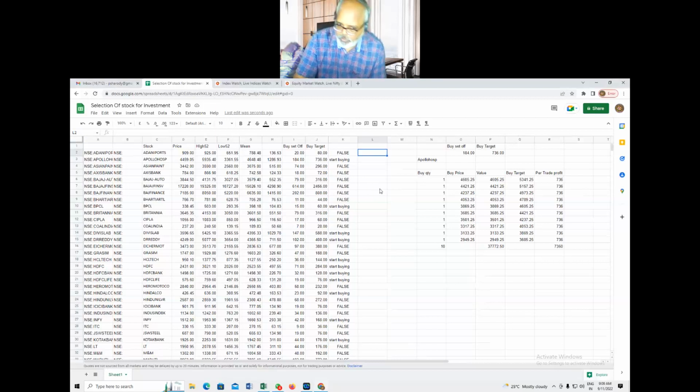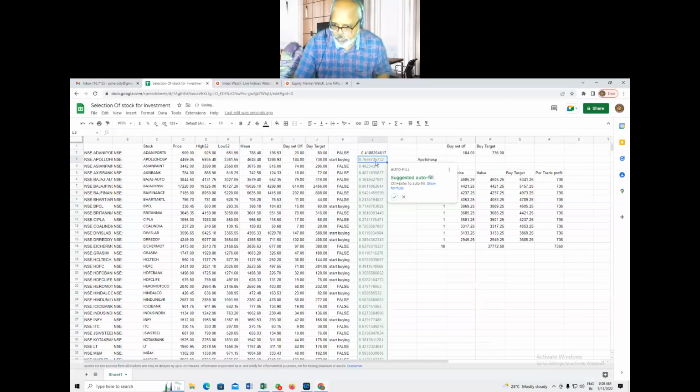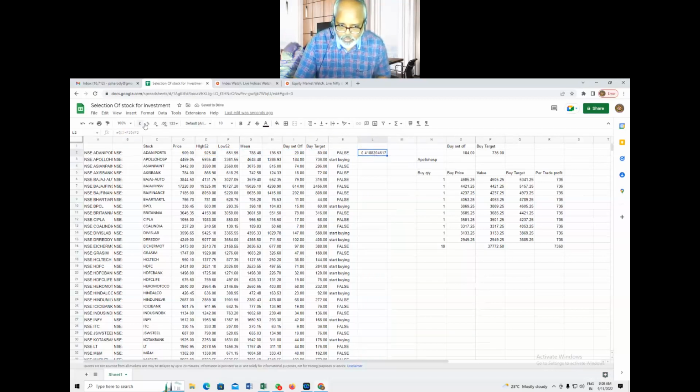Now there is one more facility that you can use. You can calculate the difference between the high and low, divided by the 52-week low, and you find the percentage. If the percentage is less than 40, it's a good thing, and if the percentage is greater than 100, then we have to avoid that stock.